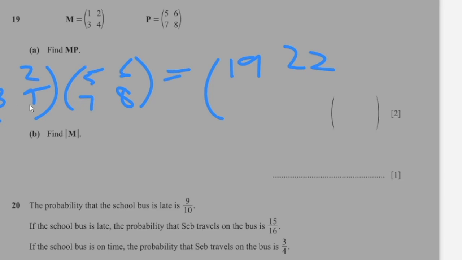And then we multiply 3 and 4 with 5 and 7. So 3 5s are 15 plus 4 7s are 28. So we have 28 plus 15, which gives us 43. And then we have 3 6s are 18 plus 4 8s are 32. And the sum of those two numbers is 50.